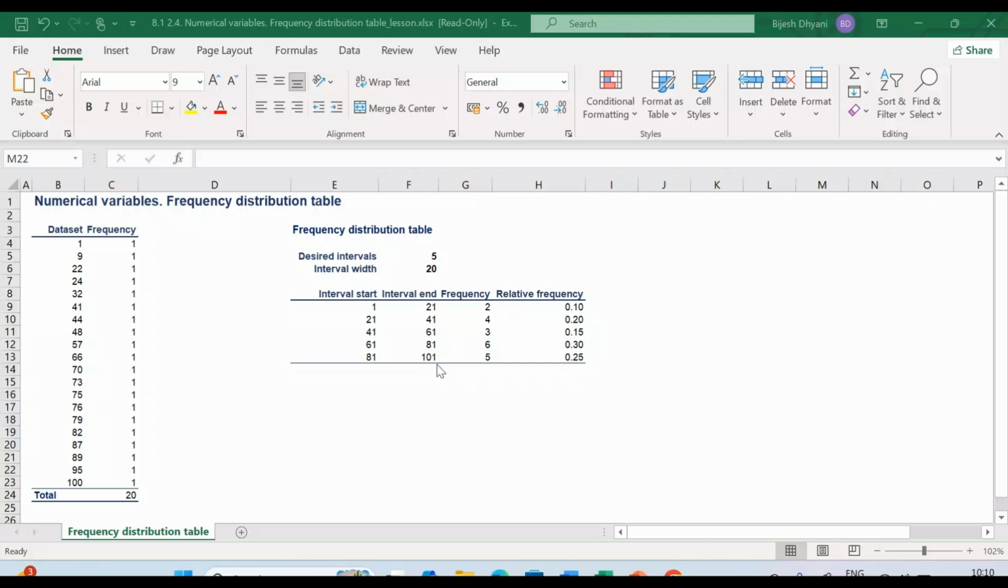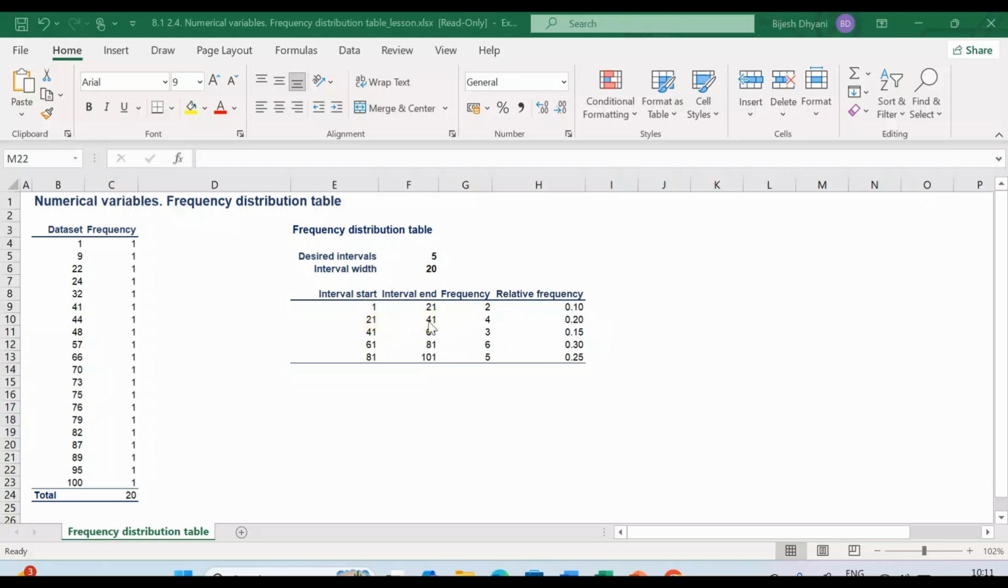So constructing the frequency distribution table. A number is included in a particular interval if it is greater than the lower bound and it is equal to or less than the upper bound. Say, for example, if the number 21 comes, then that number will fall in this 1 to 21 interval only. It will count from 1 to 21. If it is a 22, then it will go to the second interval.